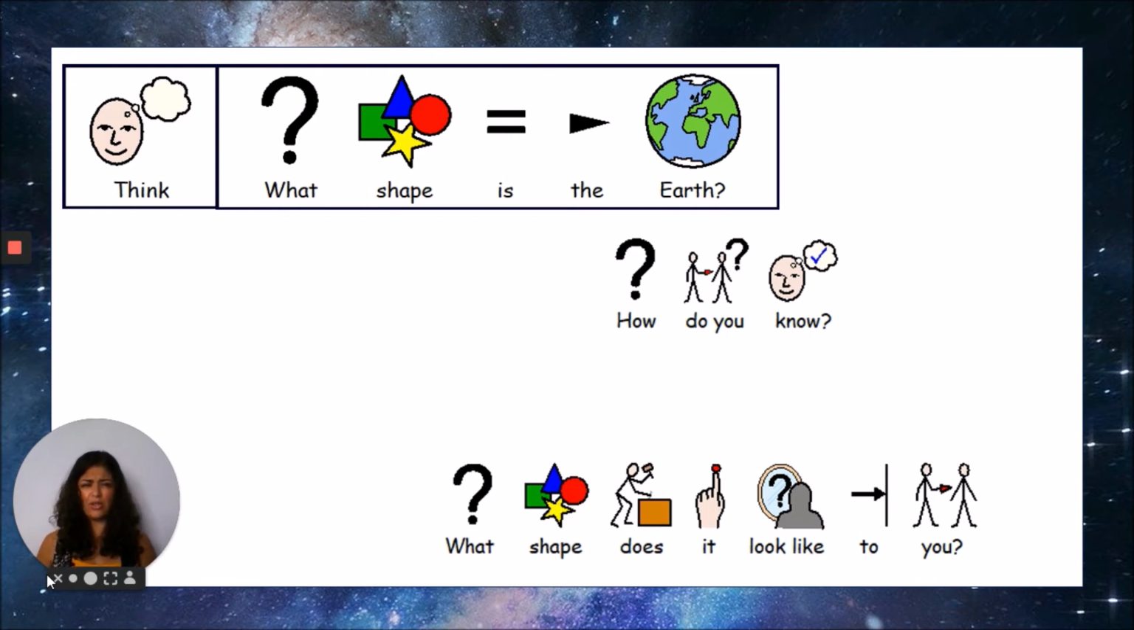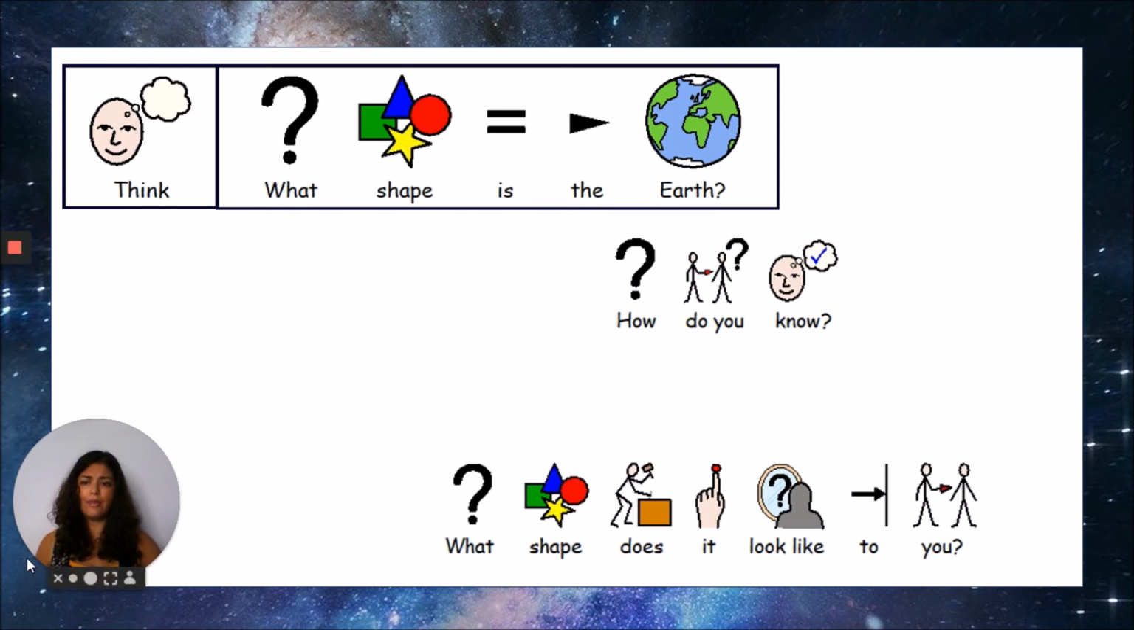What shape does it look like to us? If we went outside right now and we just looked far, far in the distance, does it look flat or does it look round? That's right, it looks flat, doesn't it? But we know that the Earth is round. So how do we know that?